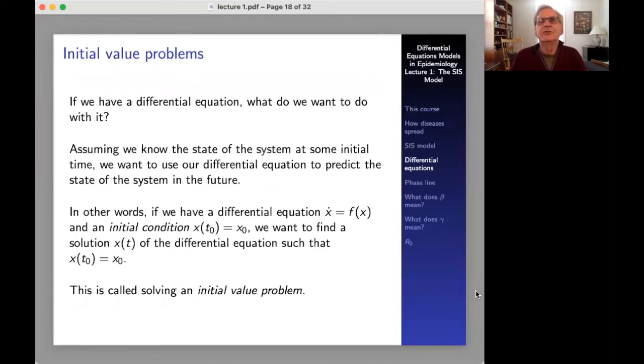If we have a differential equation, what is it that we want to do with it? Just think about its role in Western science. Assuming we know the state of the system at some initial time, what we want to do is use our differential equation to predict the state of the system in the future. In other words, if we have a differential equation, x dot equals f of x, and an initial condition, x at time t naught equals x naught, we want to find a solution x of t of the differential equation whose value at time t naught is the given point x naught. This is called solving an initial value problem.